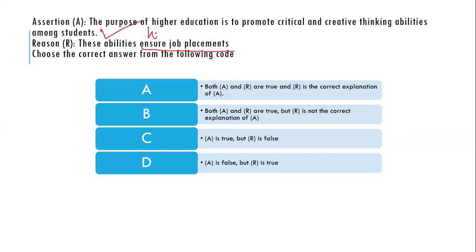Higher education can help students get a job, but that is not the soul or the purpose of making him ethical and creative. Maybe he doesn't want a job. So we just shape his character, making a better person. Higher education is mostly not just about placement, but ensures job placement. No. So it is false. Yes, the assertion is true and the reason is false.